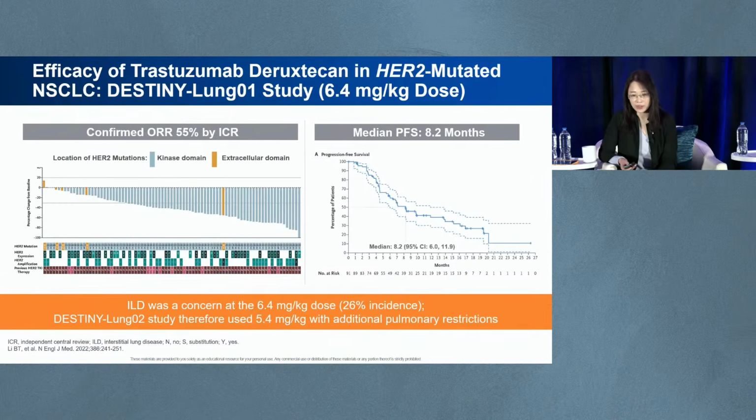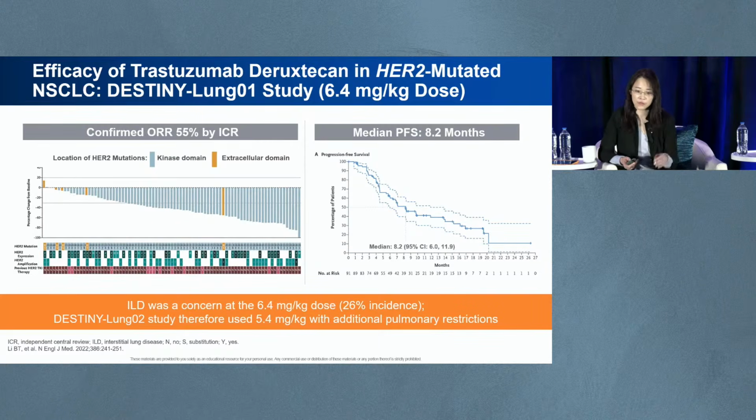But we do have a different class of drug that can be used in this HER2 mutation setting. The first approval comes from trastuzumab deruxtecan in HER2 mutation lung cancer. In the initial study, DESTINY-Lung01, when the dose was offered at 6.4 milligrams per kilo, the response, as you can see on the waterfall plot, is greater than 50%, and the majority of patients derive benefit. So the efficacy is significantly better than the small molecules of the earlier generation.